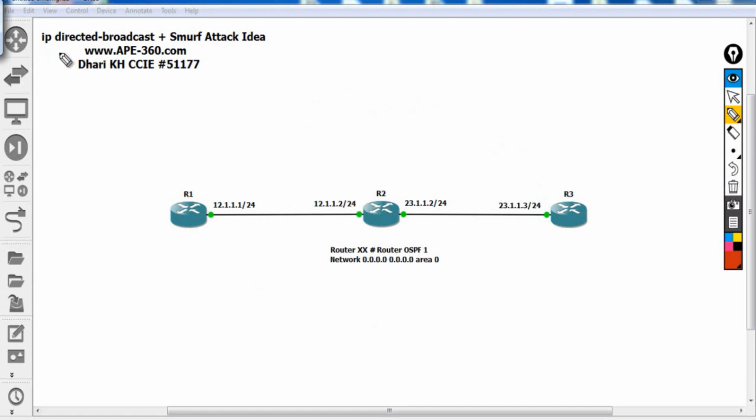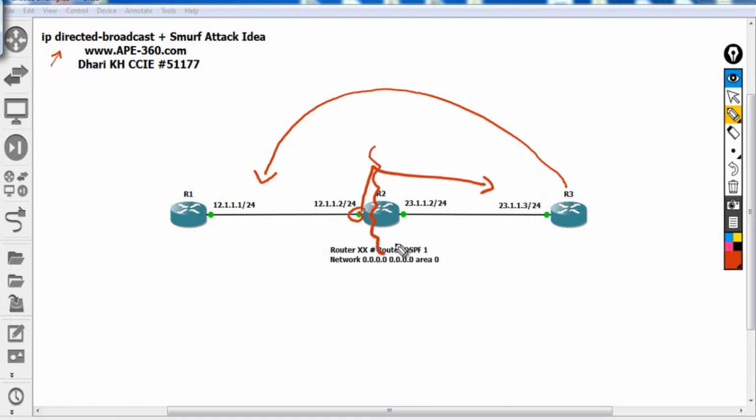Without this command, which by default all routers don't have, no IP directed broadcast, when this guy does a ping request to that network, only router 2 will reply. Why? Because the broadcast will die here. The broadcast cannot be forwarded through the router by default. So we now need to forward the broadcast through router 2. How can we do that? IP directed broadcast will help us.